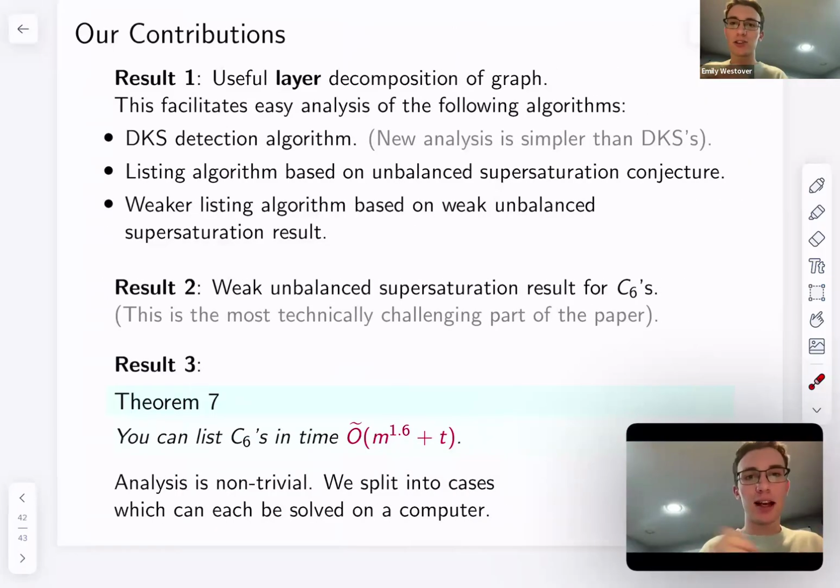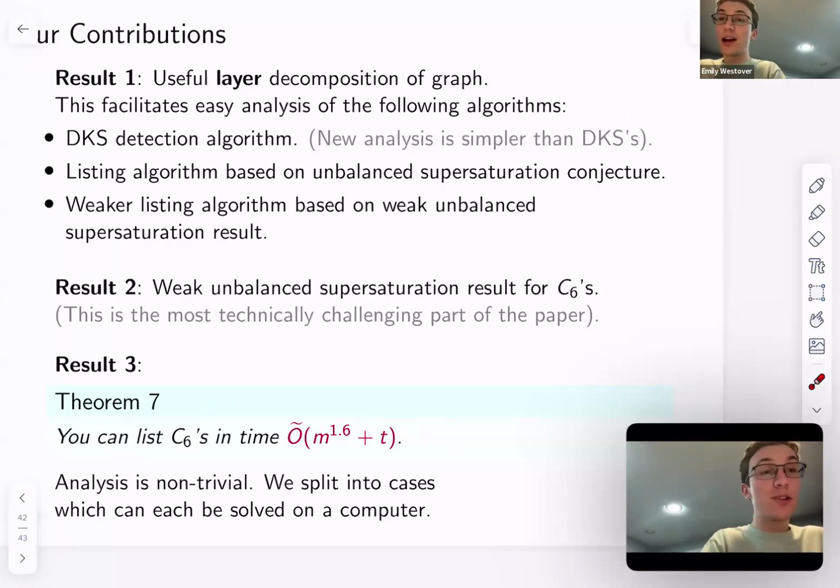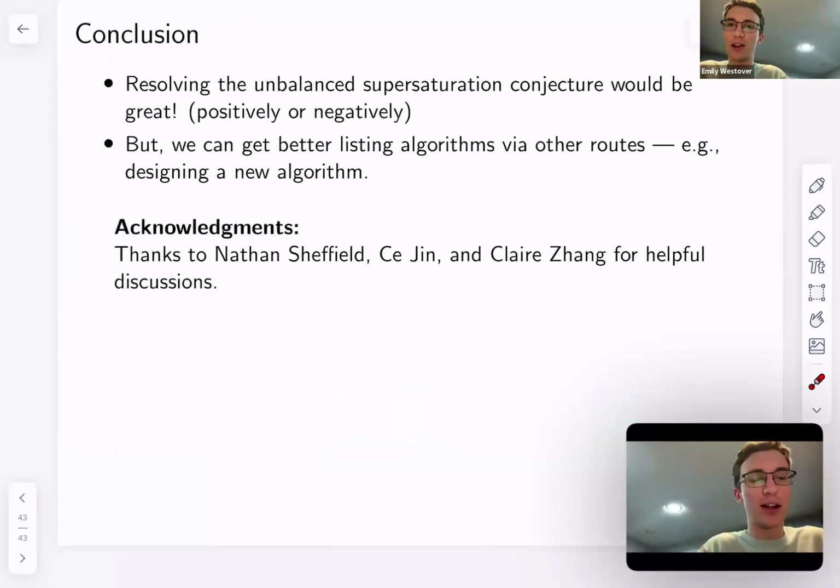So anyways, our third result is combining these things, and we're able to get this new listing algorithm. One interesting thing about how we do that is we're somehow able to turn the problem into a bunch of linear programs, and then solve these all on a computer. That's some fun or unfortunate part of our proof for actually getting this listing algorithm out of this. So yeah, I think that's pretty much what I wanted to tell everyone about.